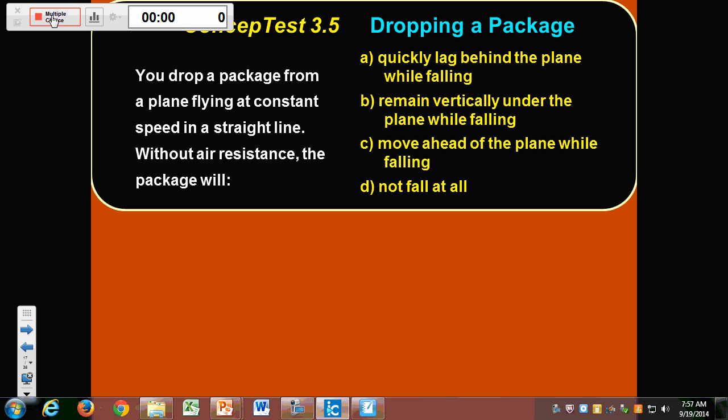You drop a package from a plane flying at a constant speed in a straight line without air resistance. The package will do what? We had this question actually last time. Recall. All right, I'll stop at 40 seconds.